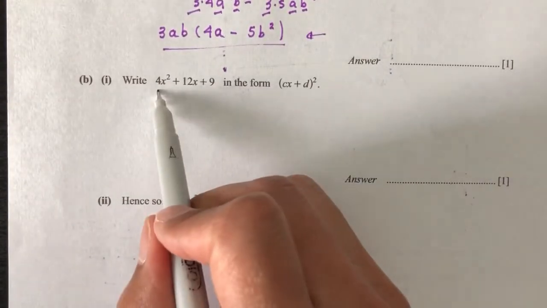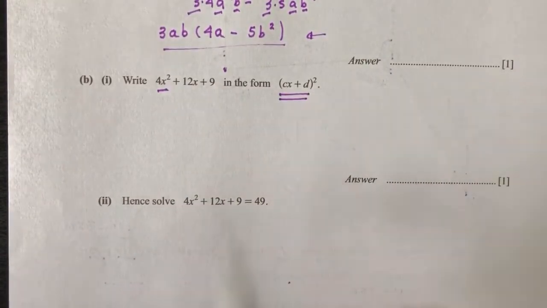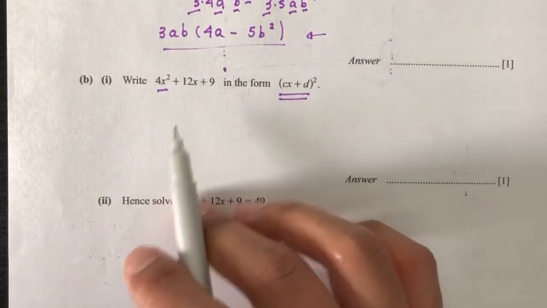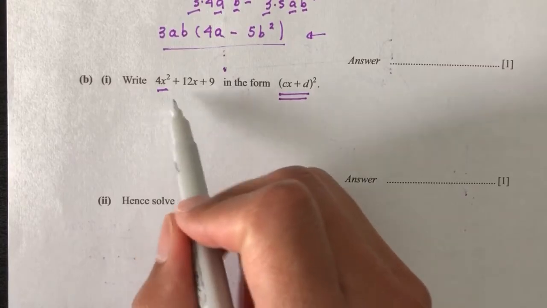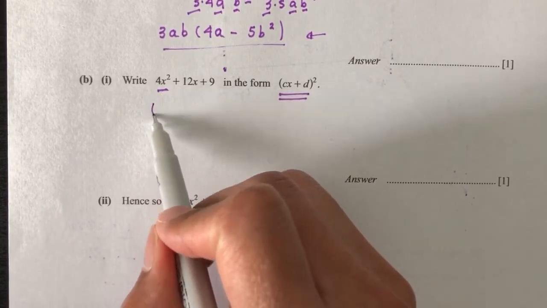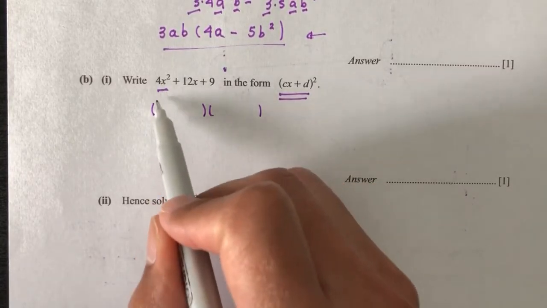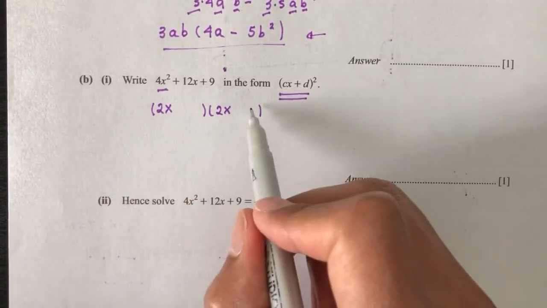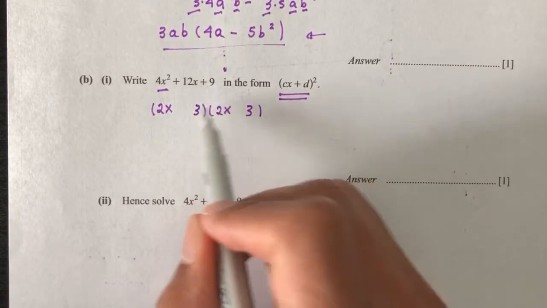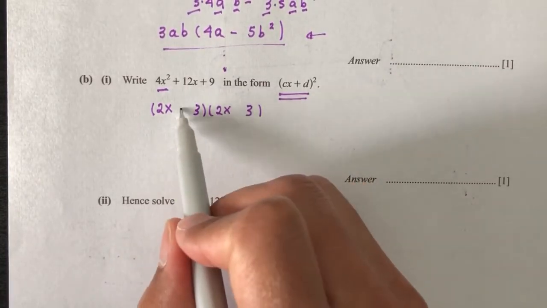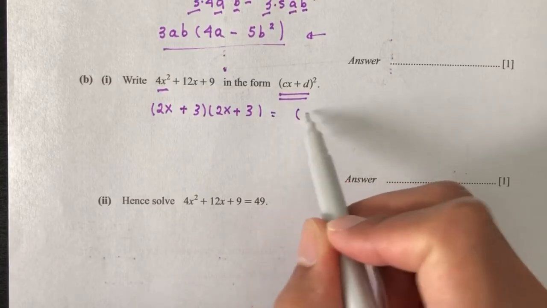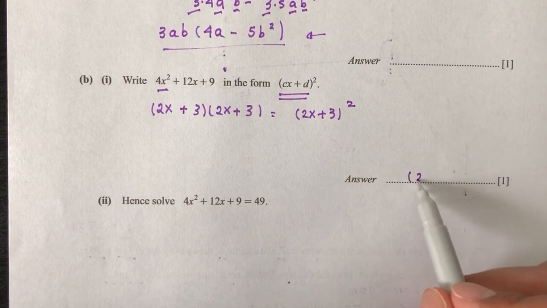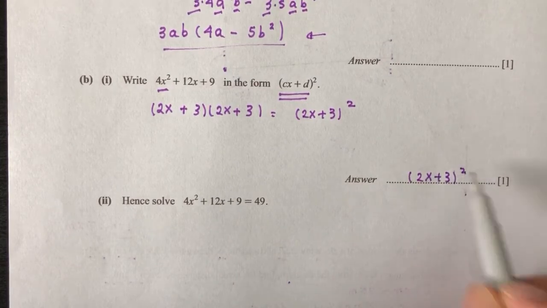Now for part B, write this down in the form of this. So we have to complete the squares for this question. So as you can see, we can try to factorize. So what is 4 squared is 2x times 2x, and 9 will be 3 times 3. So for us to get 12, we have to plus and plus. This is equal to 2x plus 3 power 2. So this is your answer for part B.